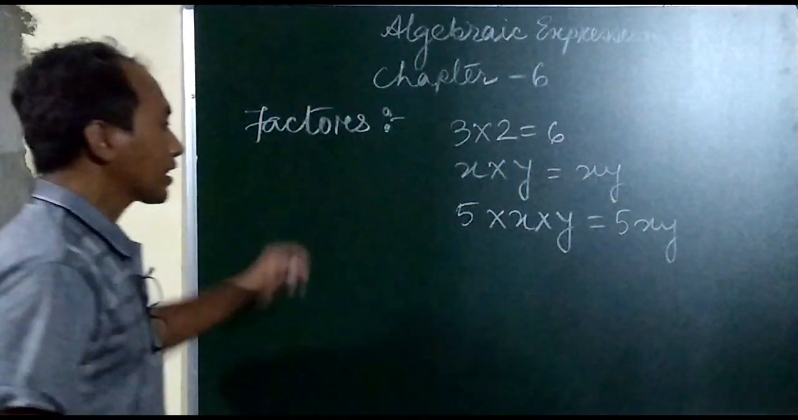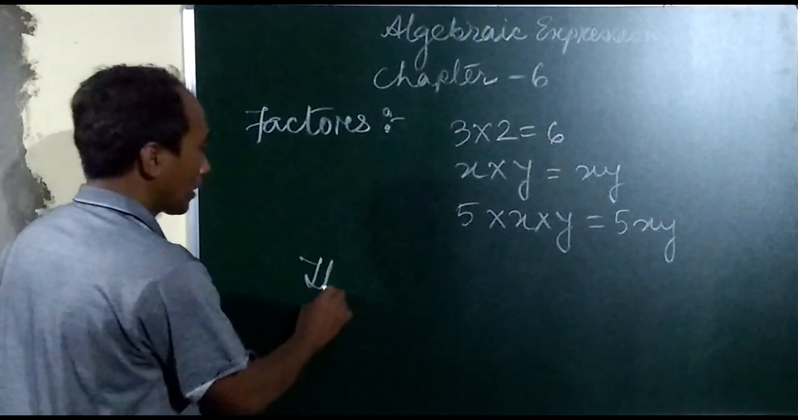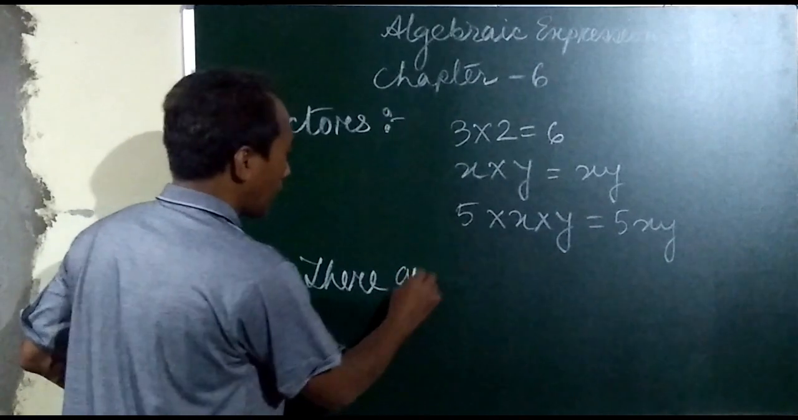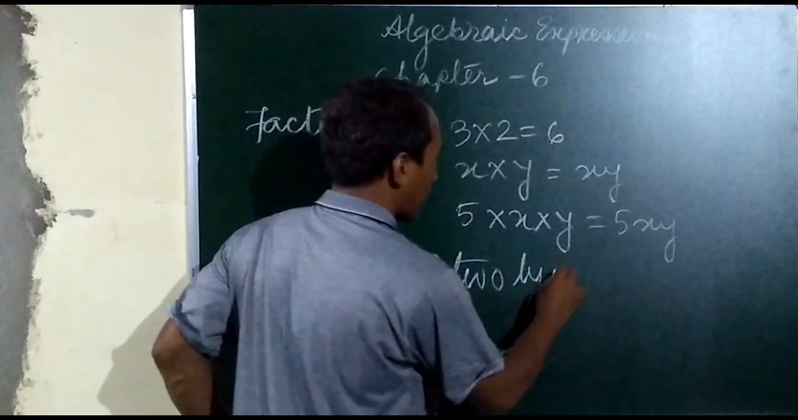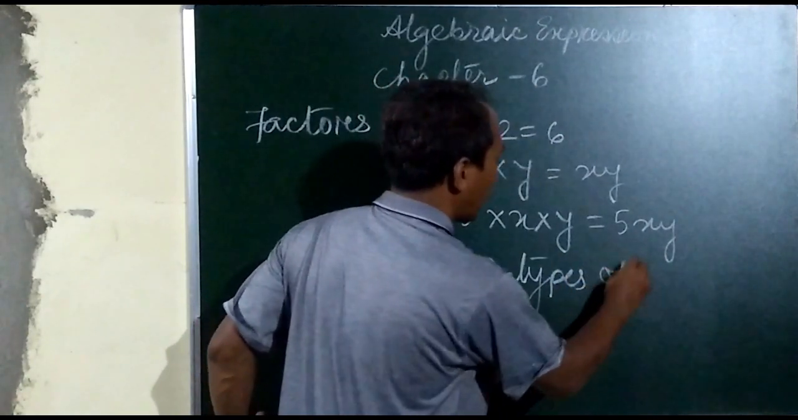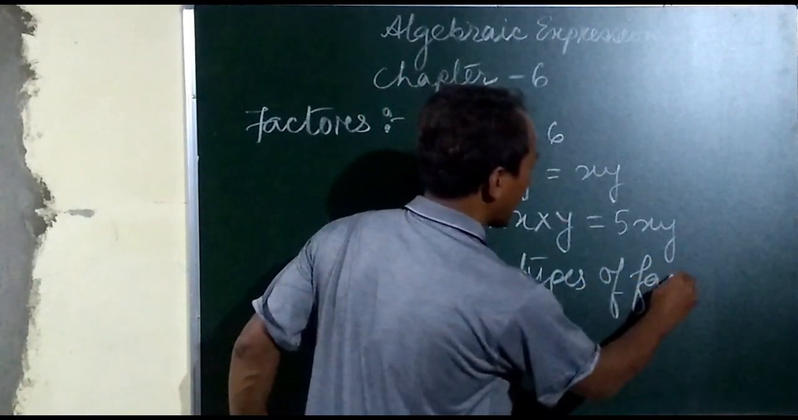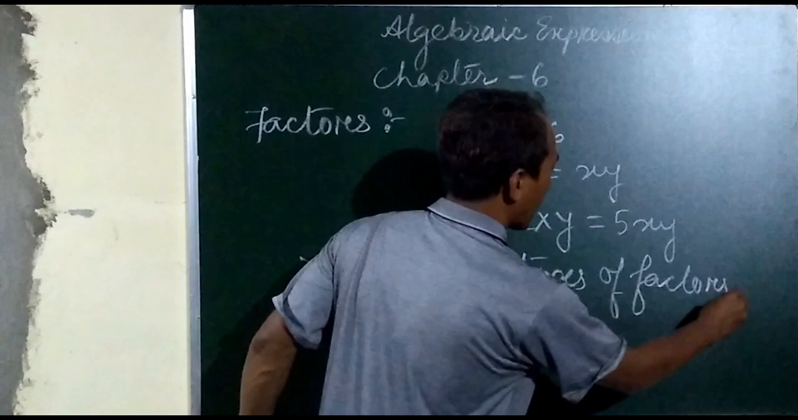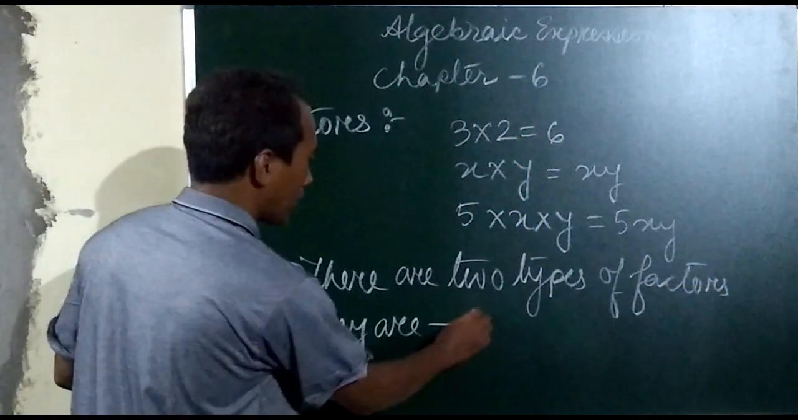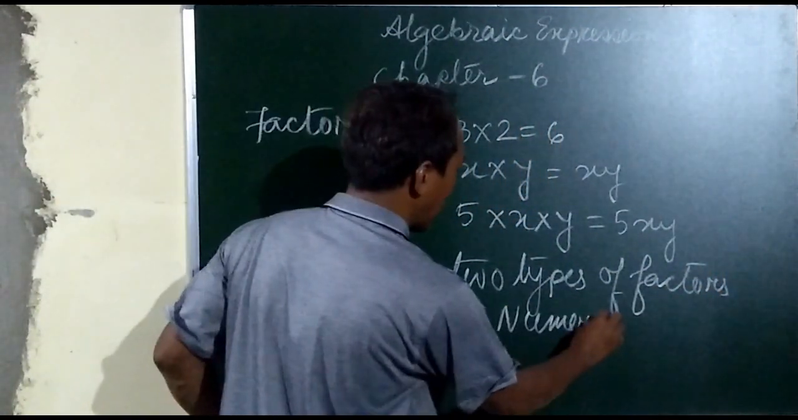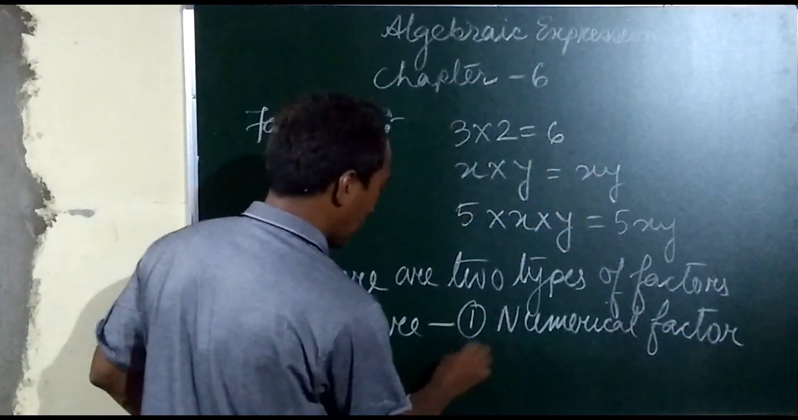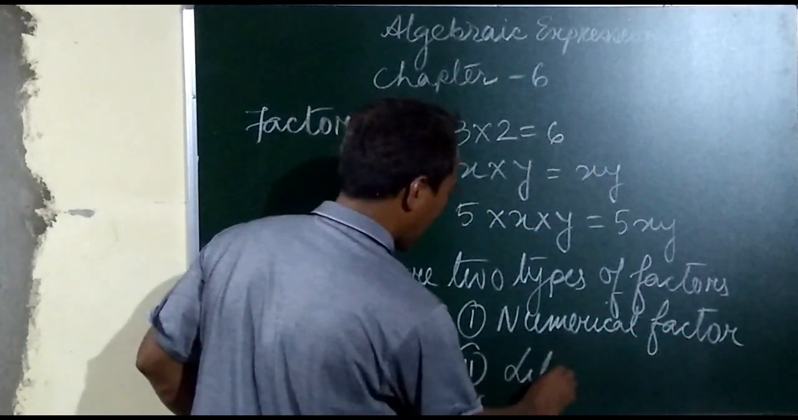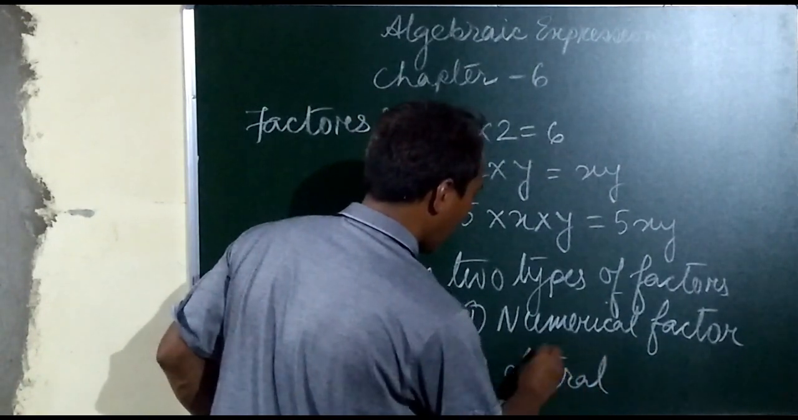Now, in factors, there are two types of factors. They are, number one, numerical factor, and another is called literal factor.